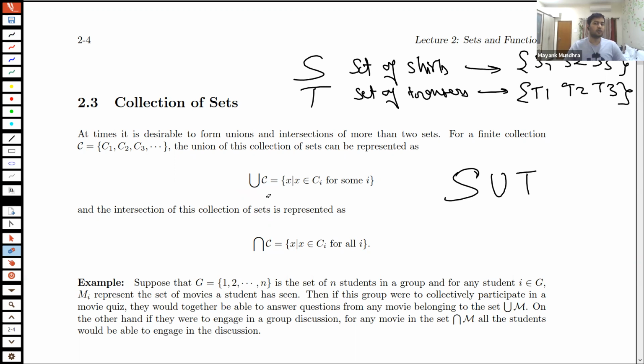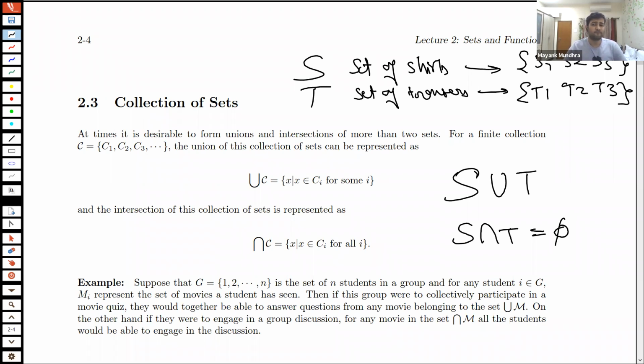All right. Now, next is intersection. So intersection is where there are two different sets and you take the intersection. Shorts and trousers is not a good example because S intersection T will always be a null set, because shorts and trousers are different things. But you can talk about numbers.